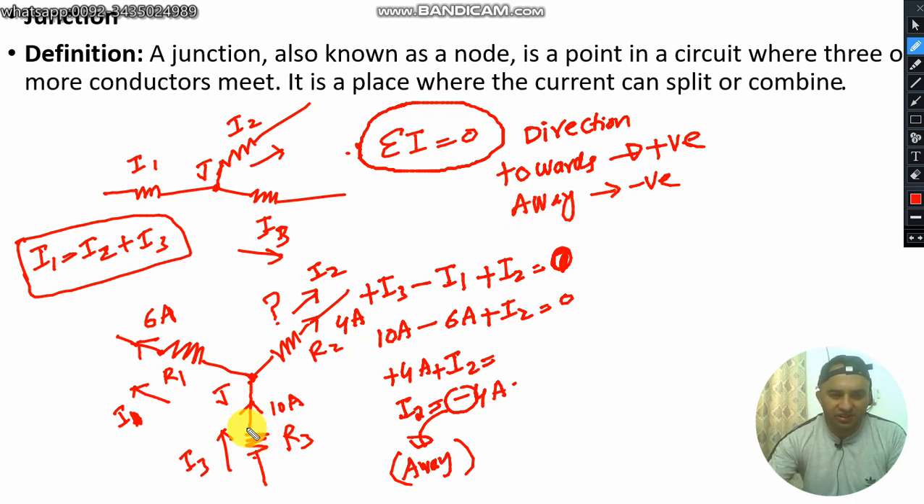So I3 is entering, so it is taken as positive, and I1 is moving away, so it is taken as negative. I2 we don't know about, so we can find I2, which is negative, meaning it's moving away. So from the first rule we can find the magnitude of any current when a current enters a junction and moves away, and we can also find the direction of that current. Magnitude as well as direction. Junction is the point where the current meets. Okay, thank you.